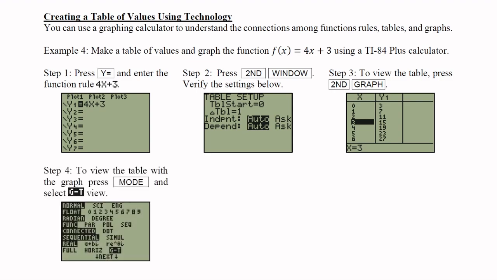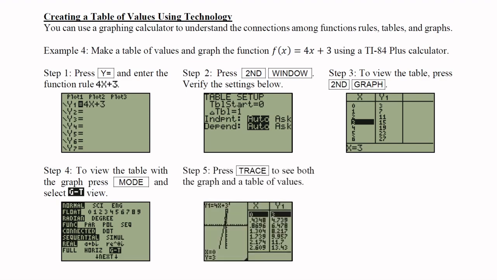Next, to view the table with the graph, you're going to press the Mode button. Then you're going to select GT View, as shown on the screen. It's that last line that is in your Mode menu. Next, press Trace to see both the graph and the table of values.